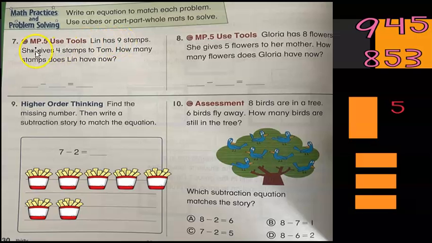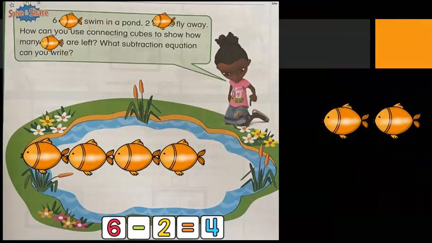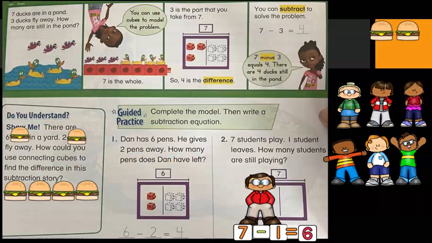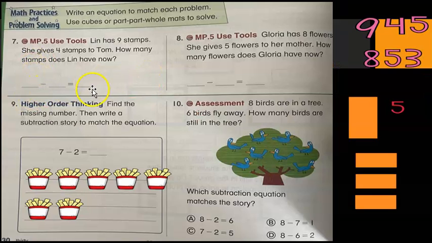9. Let's keep reading. She gives 4 stamps to Tom. How many stamps does she give to Tom? 4. Now I want you to know, how many stamps does Lynn have now? Now first graders, we went through this picture, we did this picture, and we did this picture. These 3 pictures that you see is the same thing here. Now watch. Watch Mr. Begay.